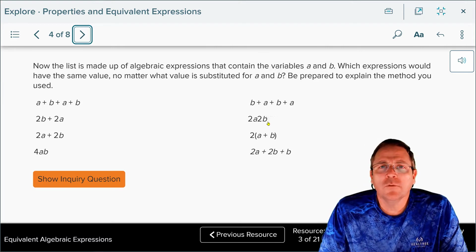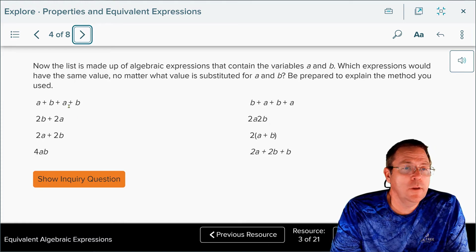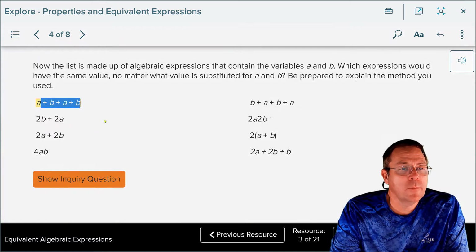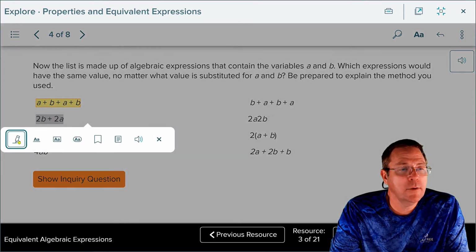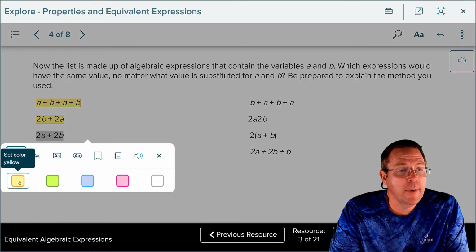Which one of these could be said to have the same values? Well, I've got 2a's and 2b's here, so that's going to be my starting point. And from there, I've got 2a's and 2b's, all of them adding together, so that one works as well. Here I've got the same 2a's and 2b's, all of them adding together.